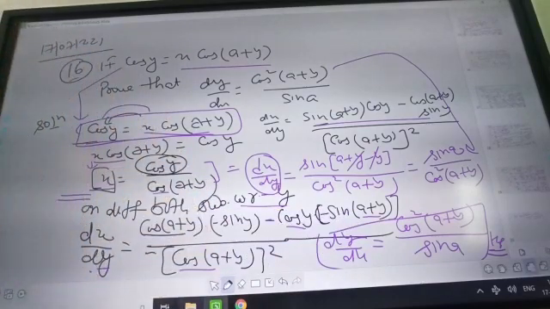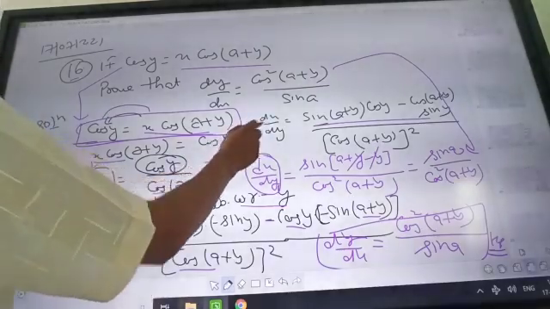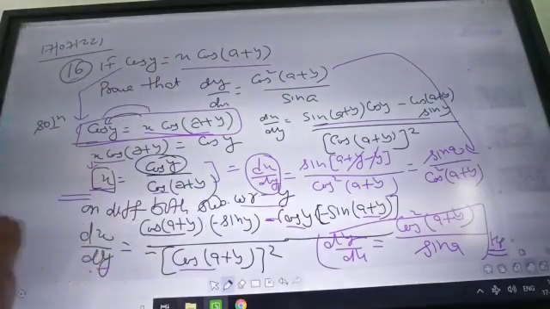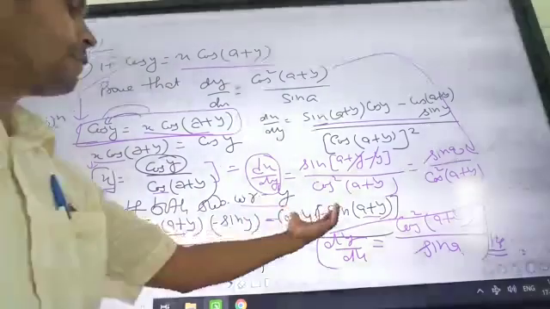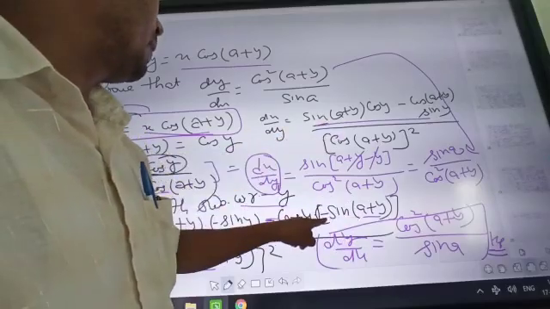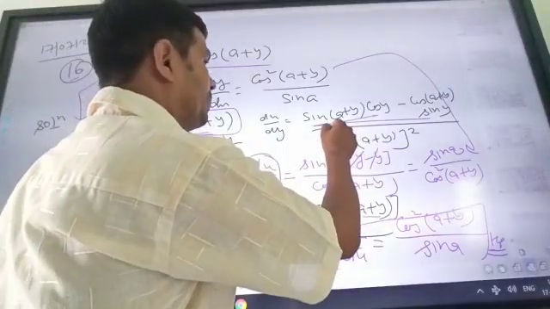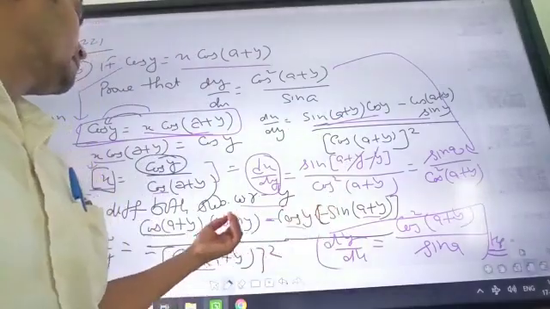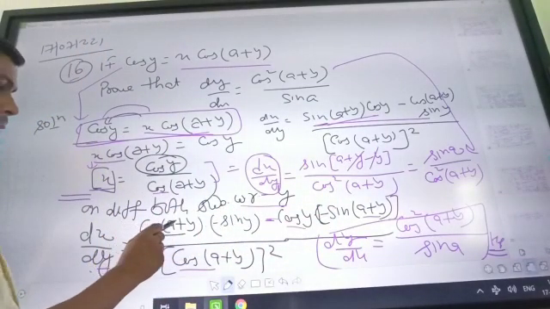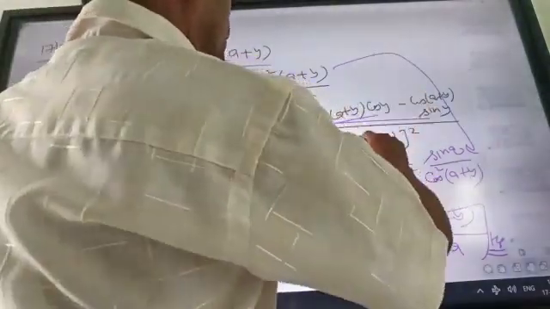Further, you can write dx/dy equals, this minus will become positive and this one will be negative. So I am taking this term first and this term in the second place. This can be written as sin(a + y) into cos y, and the second term will be minus cos(a + y) into sin y.